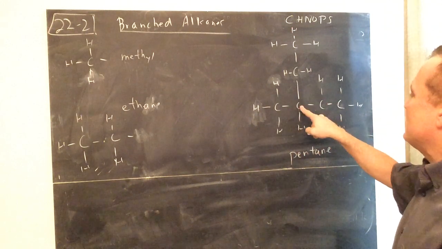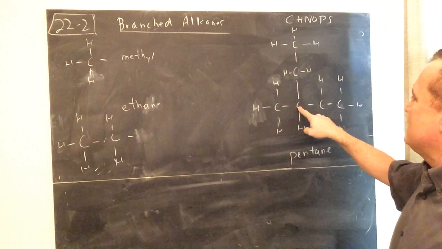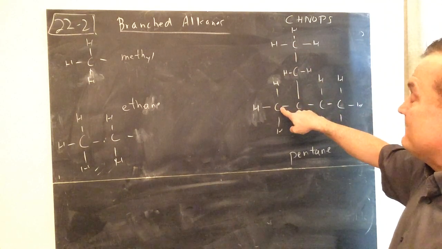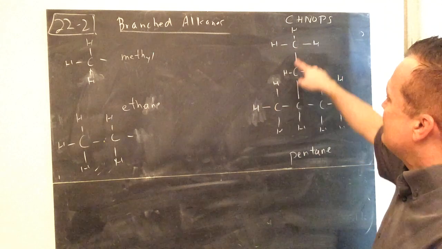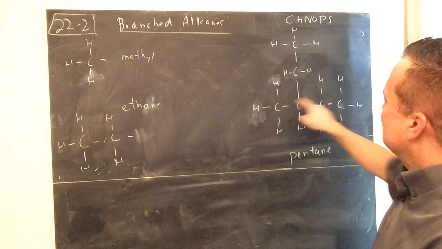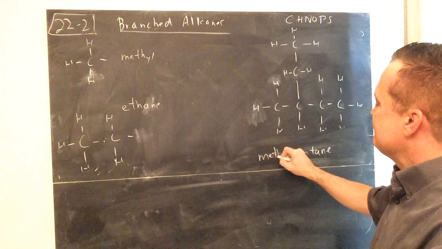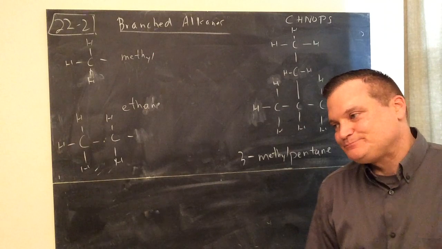Now 1, 2, 3, pentane. 4, 5. 1, 2, 3. And that group is on number 3, then 4 and 5. And that's a methyl group. It is methylpentane. It will be 3-methylpentane. That is the correct name of that.